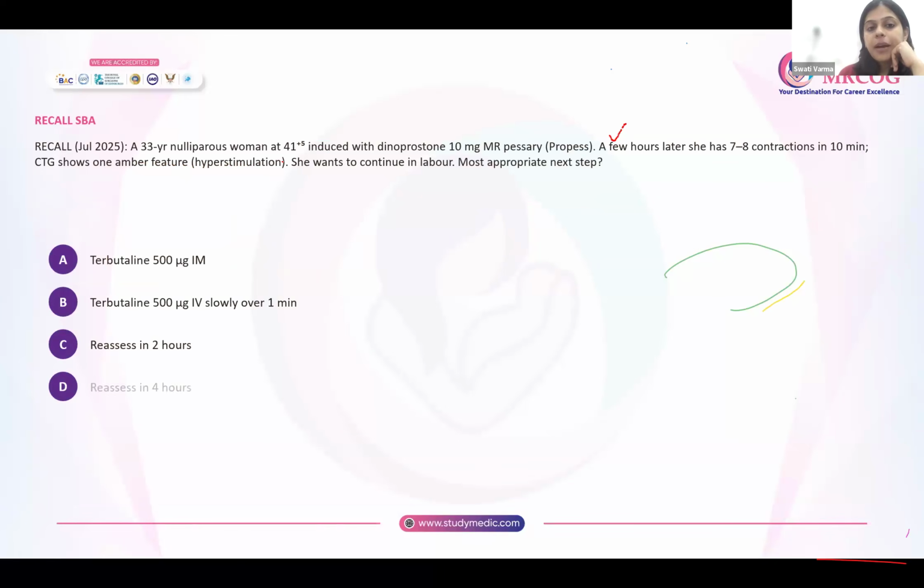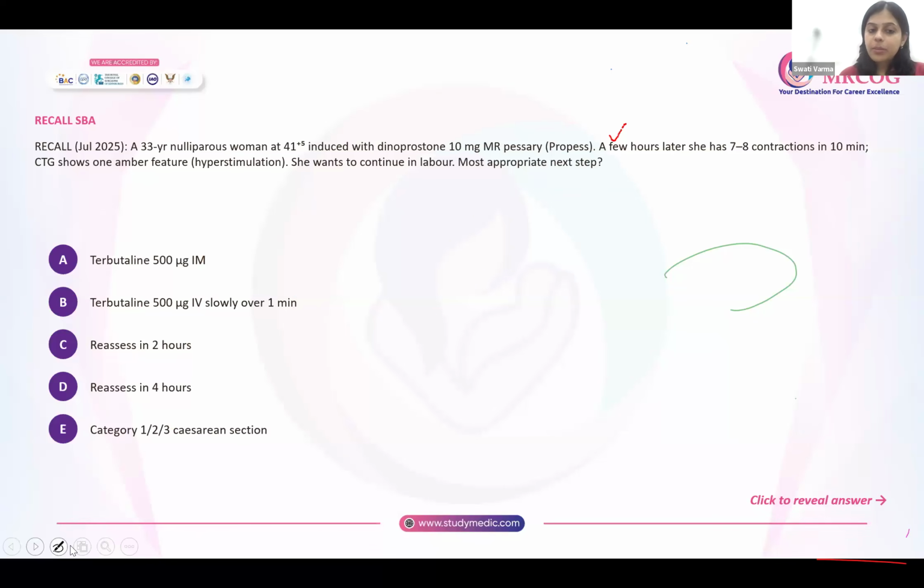Then a 33-year nulliparous woman at 41 weeks 5 days induced with dinoprostone 10 mg pessary. A few hours later, she has 7 to 8 contractions in 10 minutes. Now here we get concerned because it is more than 4. CTG shows one amber feature, that is hyperstimulation. She wants to continue in labor. Most appropriate next step. So first we will look for an option that is remove pessary, but that is not there. So next we will look for an option like tocolysis. So tocolysis here, this one will be the preferred option.